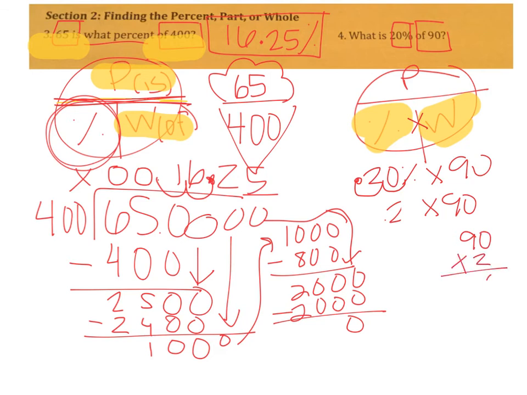So 2 times 0 is 0. 2 times 9 is 18. Now we have to go back to our problem, and we notice that with 2/10, there's one number behind the decimal. 90 does not have a decimal, so there's no number behind that number. So altogether, there should be one number behind the decimal in our answer. So we have 18 as our final answer.